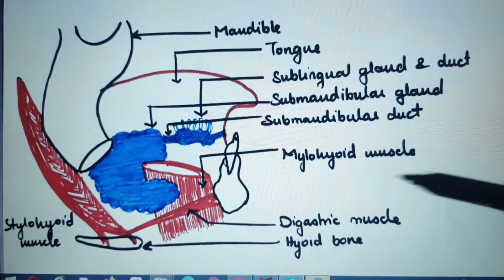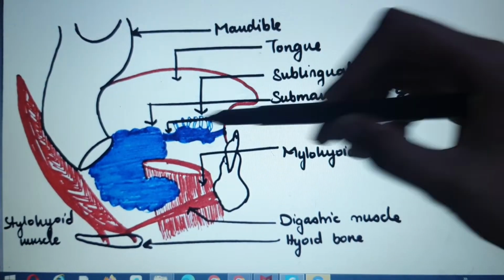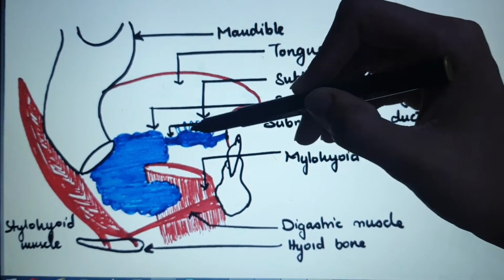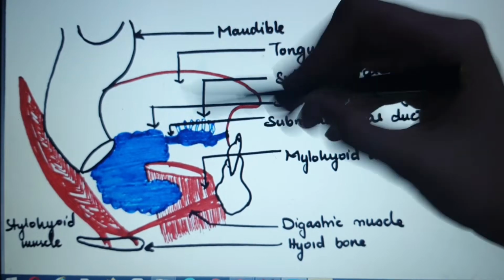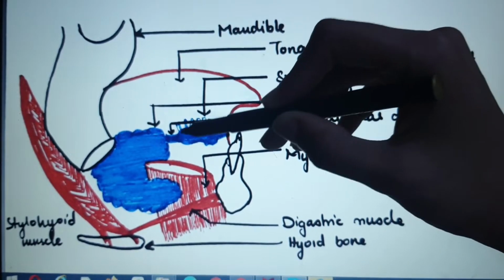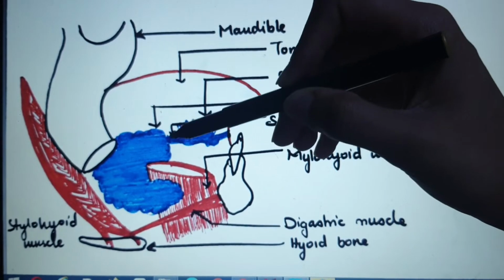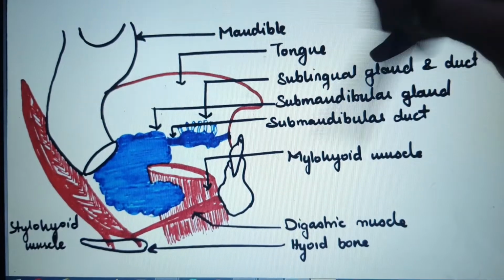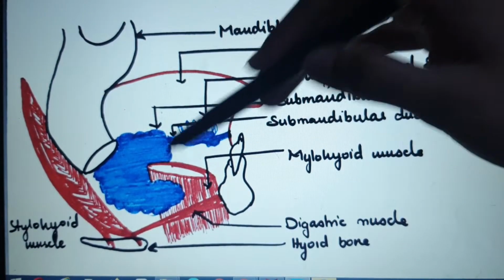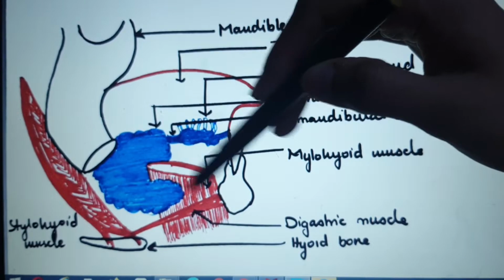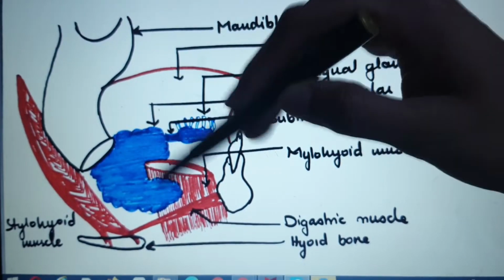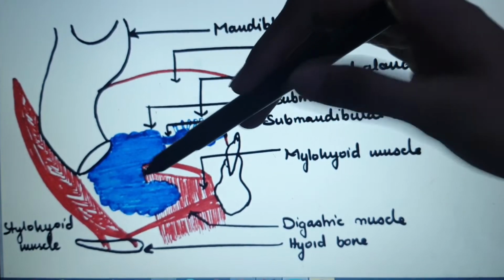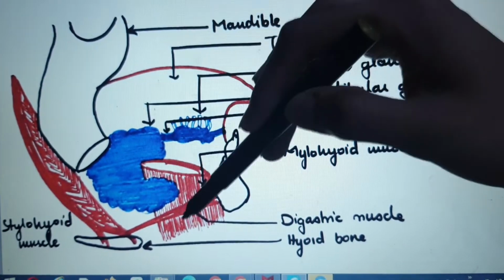Now as we go to this diagram, this is the submandibular salivary gland and this is the sublingual gland. These are the ducts of the sublingual gland, whereas this is the duct of the submandibular gland. As you can see in this diagram, the mylohyoid muscle is the muscle which divides this submandibular gland into two parts, the superficial part and the deeper part. We'll be talking about the boundaries of the superficial and the deeper part ahead in this video.